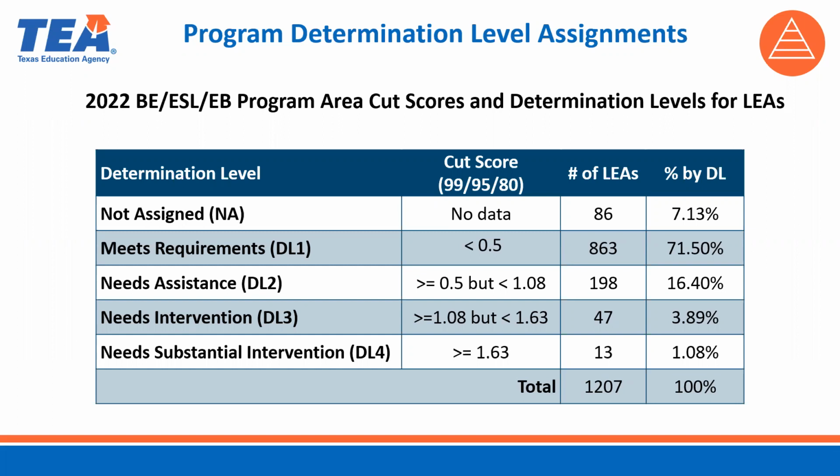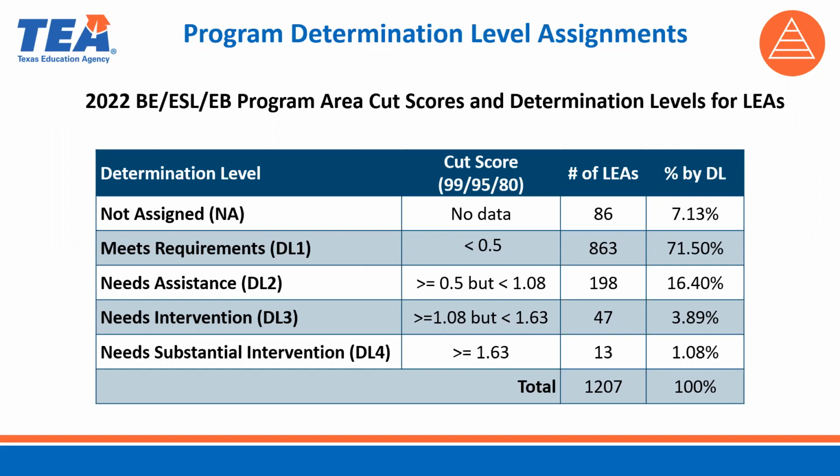An LEA is a DL4 needs substantial intervention when their performance level mean value is greater than 99% of the PL mean values. An LEA is a DL3 needs intervention when their PL mean value is greater than 95% of the PL mean values.